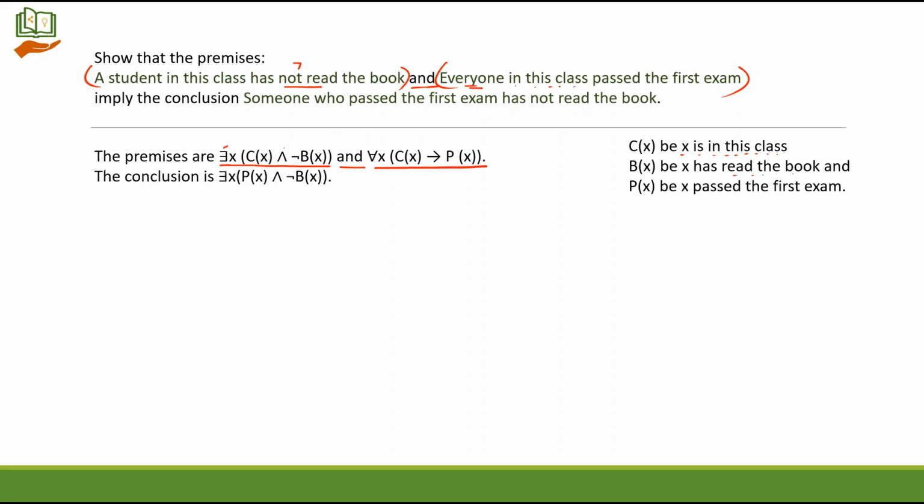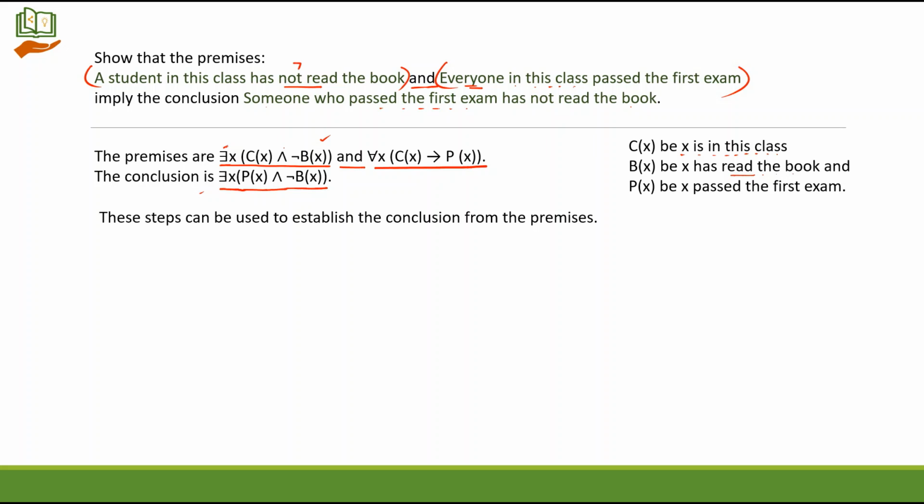Someone who passed the first exam. So passing the first exam is P of x and since it is someone, we are using conjunction. Next is has not read the book. So this is read the book, we are negating B of x. So now since it is someone, we are covering this expression using the existential quantifier. Now we have to start with these premises, apply them little by little and then bring it to this particular conclusion using the rules of inference.